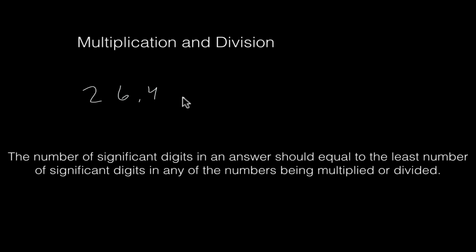26.4 times 120. What does that equal? If I did that in the calculator, well, actually first let's see how many significant digits we have in both of these that we're multiplying. In this one we have 3 significant digits. In this one we have 2. Again, this one is just going to be a placeholder. So we would only have 2 significant digits here.